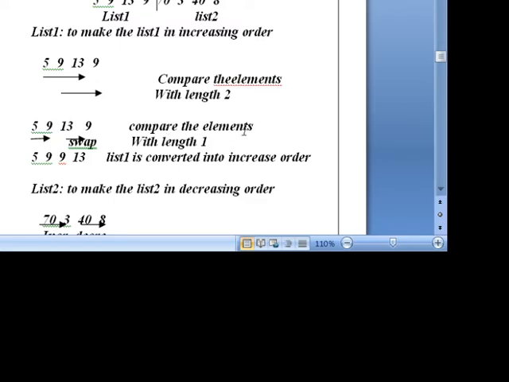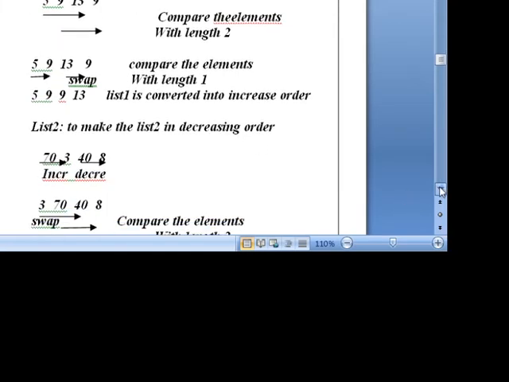Now compare the elements with length 1. 5, 9 go to one comparator, and 13, 9 go to another comparator. The output of the first is 5, 9 only. For 13, 9 the output is 9, 13. Now this is the list after the length 1 comparison is over: 5, 9, 9, 13. Now this is in increasing order, so we have converted list 1 into increasing order.